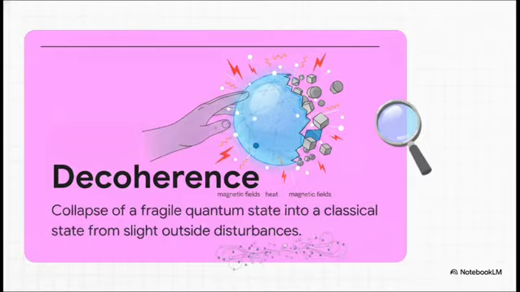Qubits are incredibly, almost unimaginably hypersensitive. Decoherence is the collapse of that fragile quantum state into a normal classical state due to a slight outside disturbance. Think about it this way. If a qubit is hit by a stray magnetic field, a microscopic change in temperature, or literally even a single stray photon of light, it collapses. The whole calculation is instantly ruined.